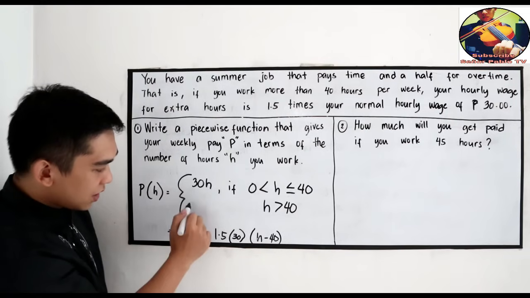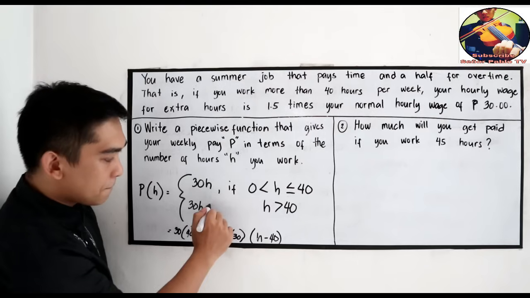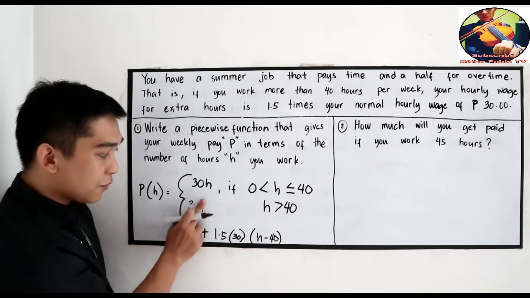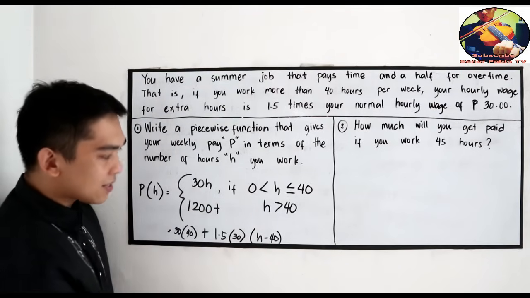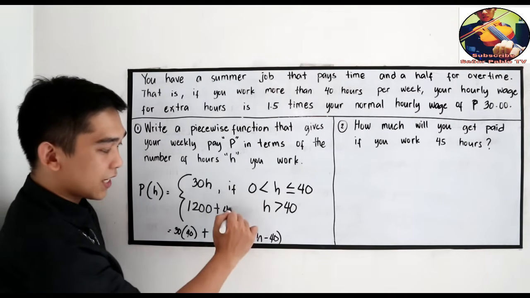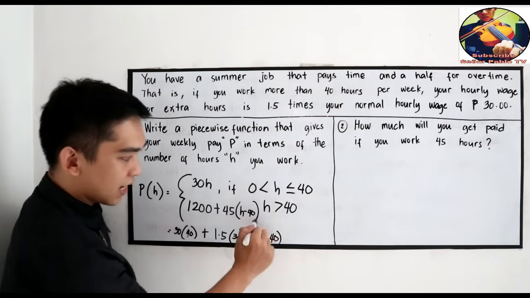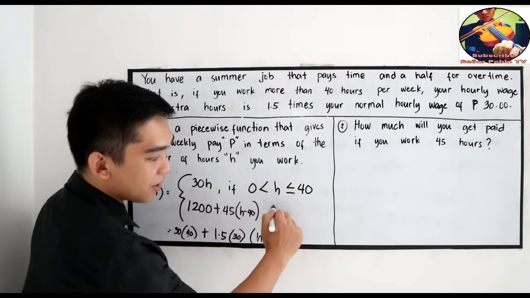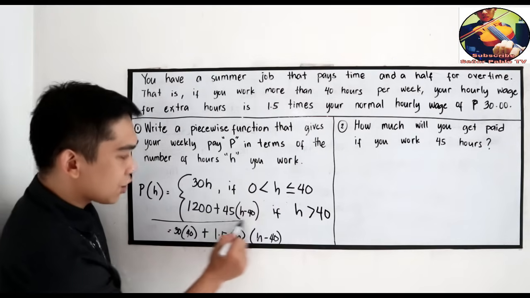So, gawin natin ito ngayon. 30H. H kasi natin is 40. 30 times, ano natin yan? Simplify. 30 times 40 is 1,200, plus 1.5 times 30, 45, then quantity H minus 40. Move natin doon itong condition natin: if H is greater than 40. So, ito yung computation natin.